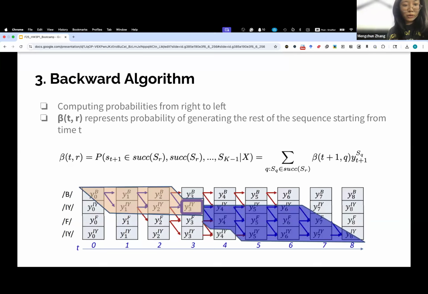Oh, and also we will just provide some pseudocode in the lecture slides. So you may want to just refer to this pseudocode when you implement these homeworks.